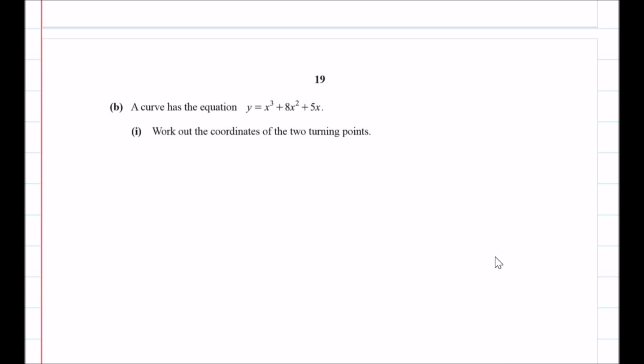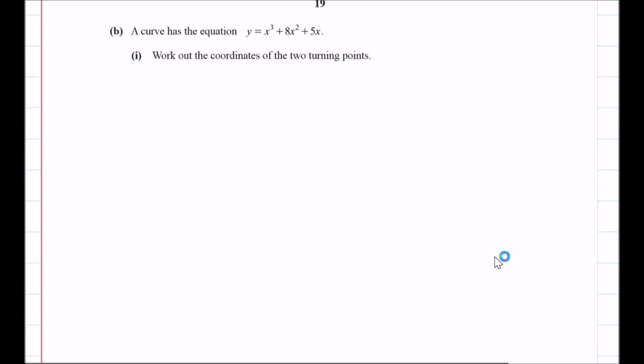Part B. A curve has the equation y equal to x cube plus 8x square plus 5x. So we have a cubic curve, because highest power of x is 3 here. So it is a cubic curve. Now work out the coordinates of the two turning points. So how to find the coordinates of turning points?